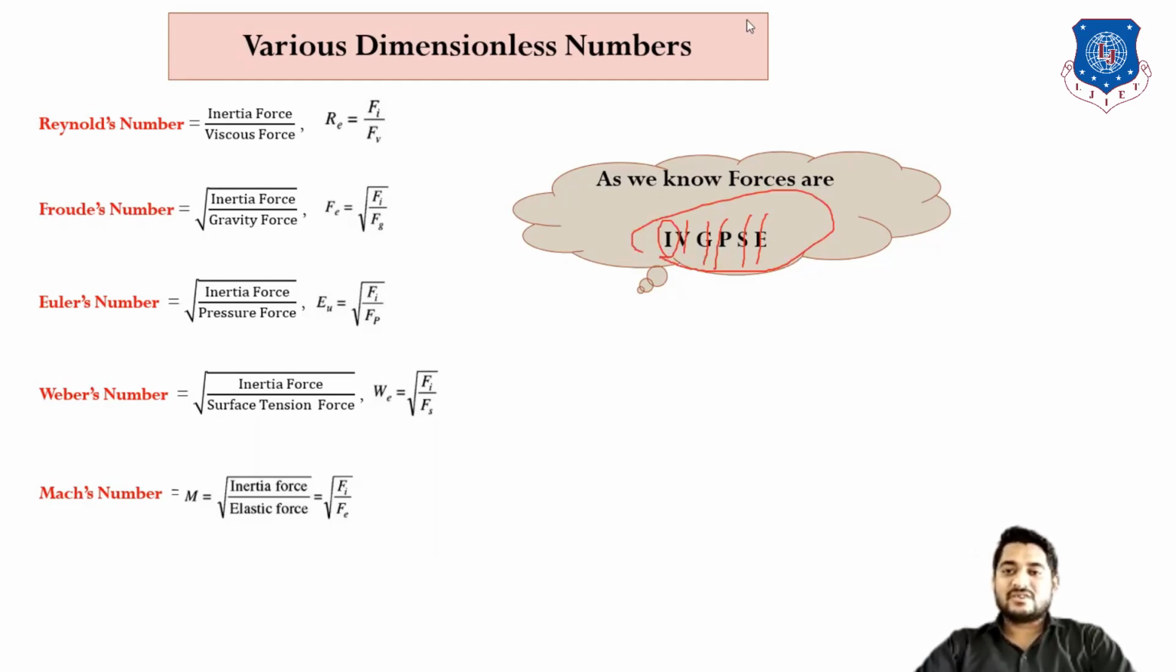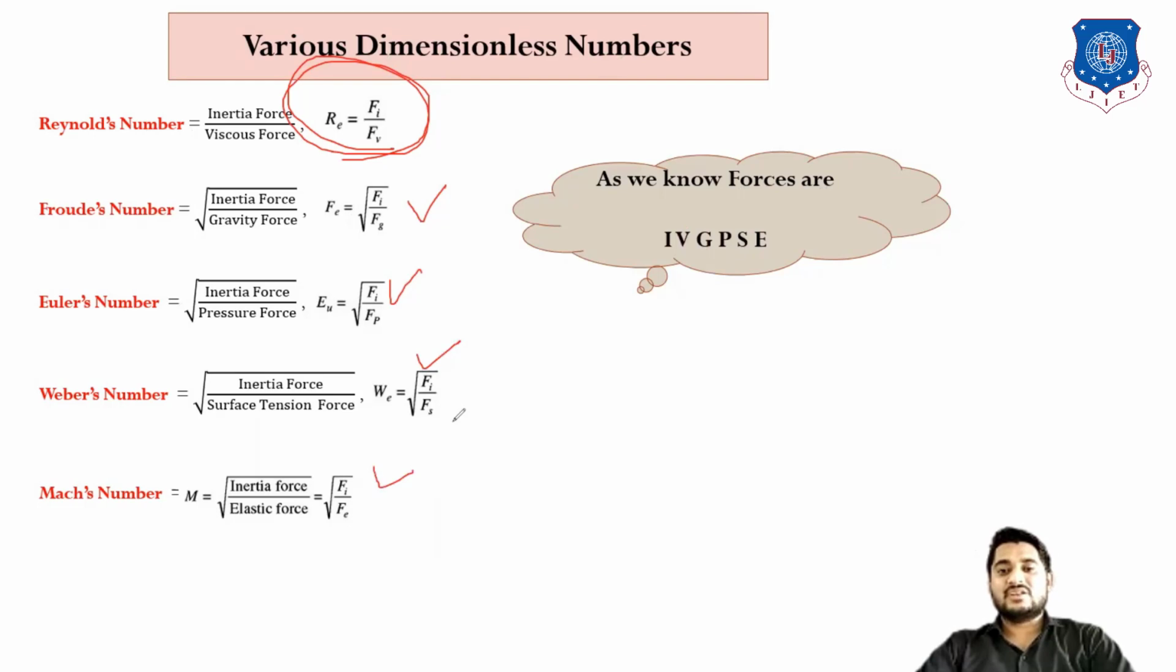Clear? Here you have to remember in Reynolds number there is no under root. In all other numbers you have to take under roots in their respective equations. Clear, students? So this is all force divided by various types of forces. All these numbers are dimensionless numbers which are used in analysis of model and prototype.